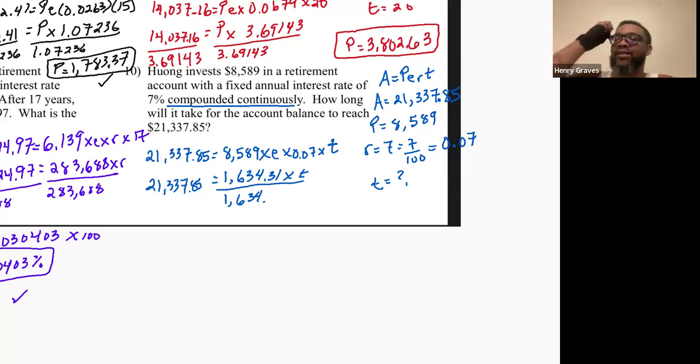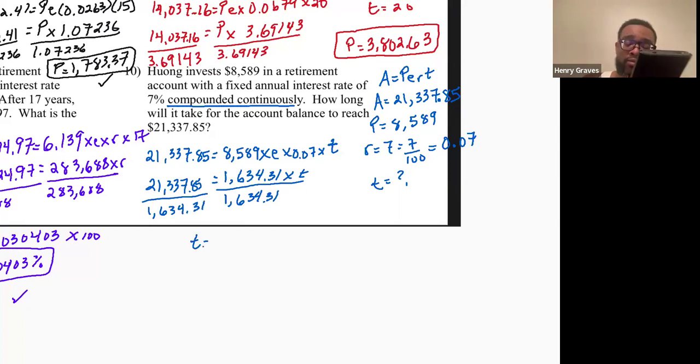Because that makes sense, right? Because if your principal was a little over $8,000 and it grew to be $21,000, that means you had to invest it over a long period of time. 1,634.31, I believe. Sure, that's right. So let's see what my time is going to give me. 21,337.85 divided by 1,634.31. That's pretty good. Took him about 13 years, 0.0562, which is about 13 years.